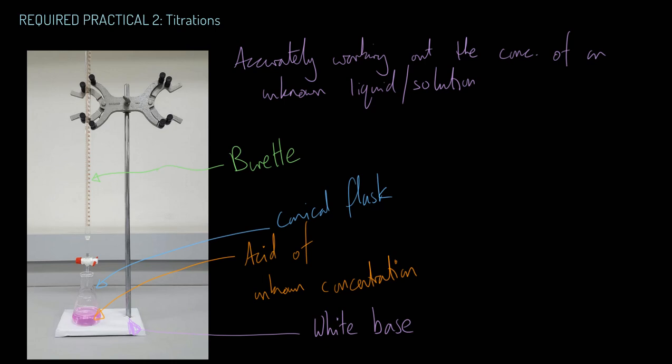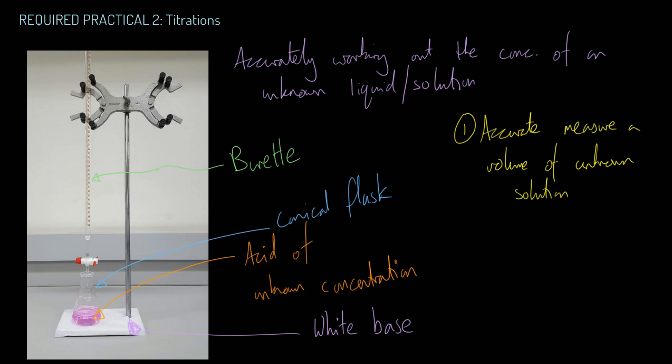So, what do you do? Well, there are a number of steps to this, but step number 1 is you have to accurately measure out a volume of your unknown solution. So let's say that I am going to put in, I don't know, 25 centimeters cubed in here. That needs to be accurately measured out.